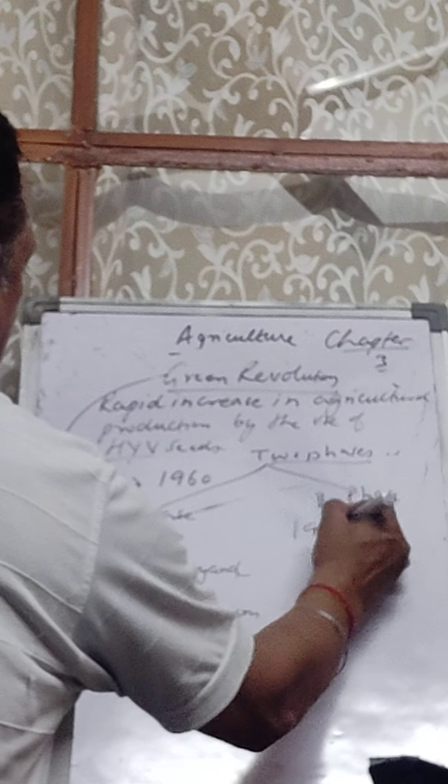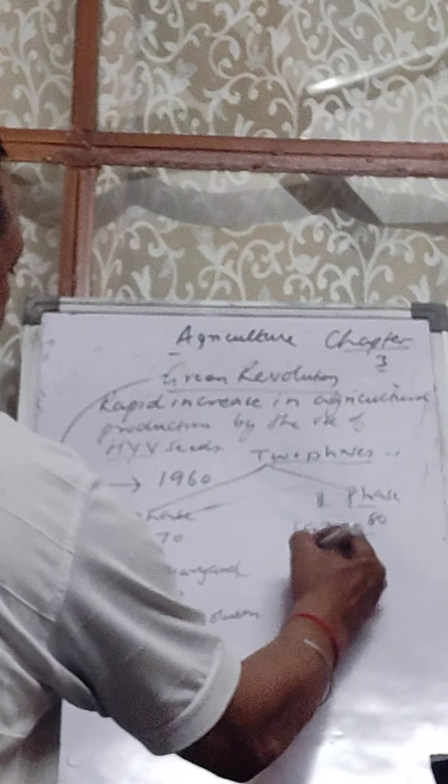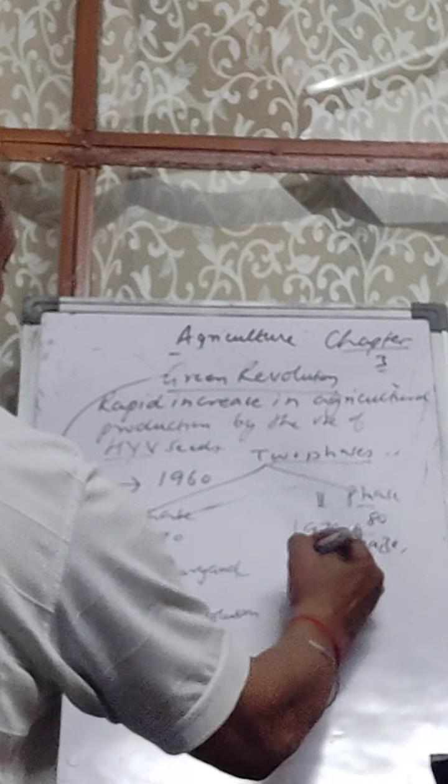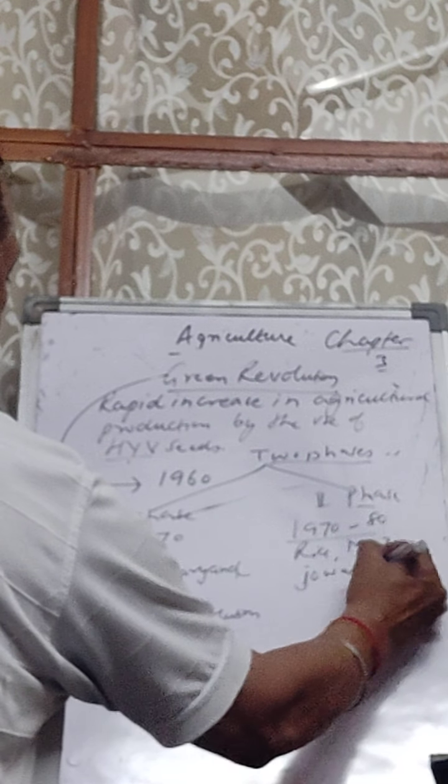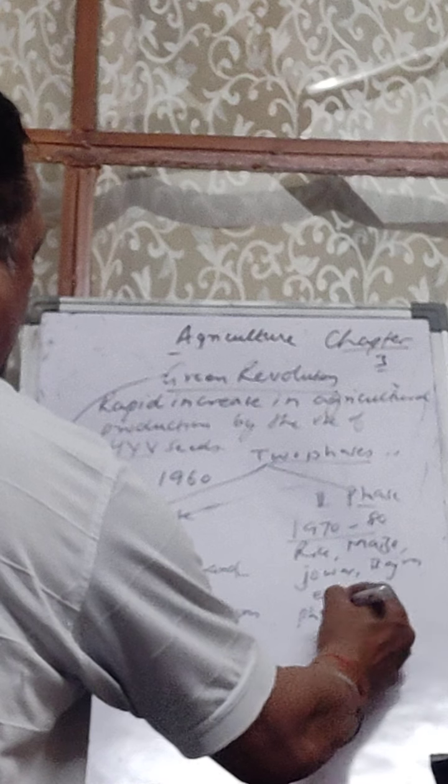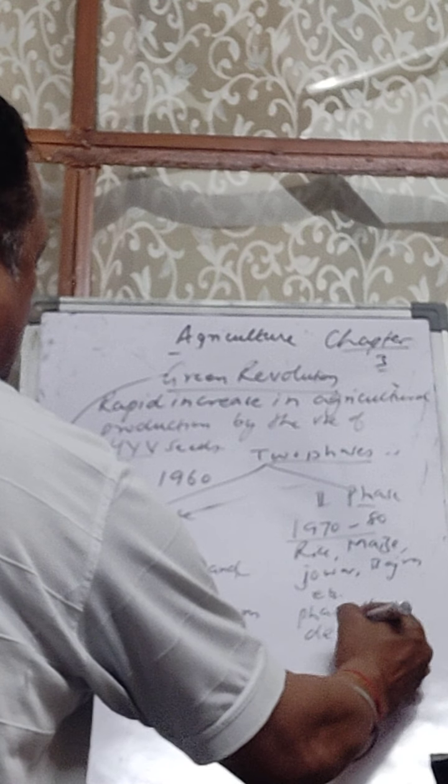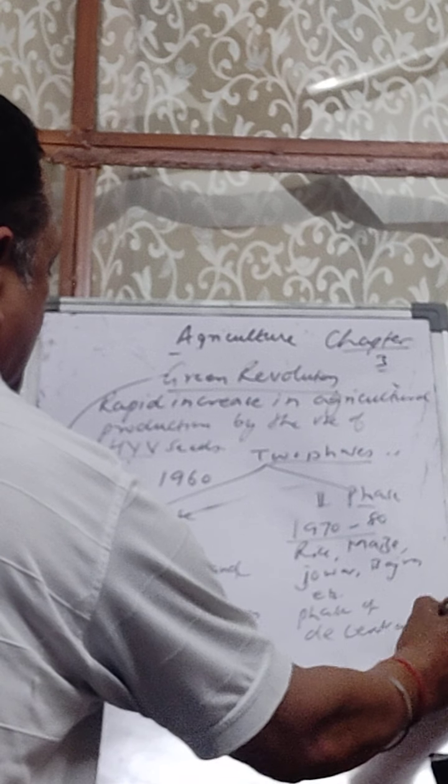The second phase is between 1970 to 1980. In this phase, the production was done of rice, maize, jawar, bajra, etc. Therefore, it is also known as the phase of decentralization. Now, what do you mean by decentralization? It means not only one food grain was produced, different types of food grains were produced in the phase between 1970 to 1980. So these were the 2 phases of green revolution.